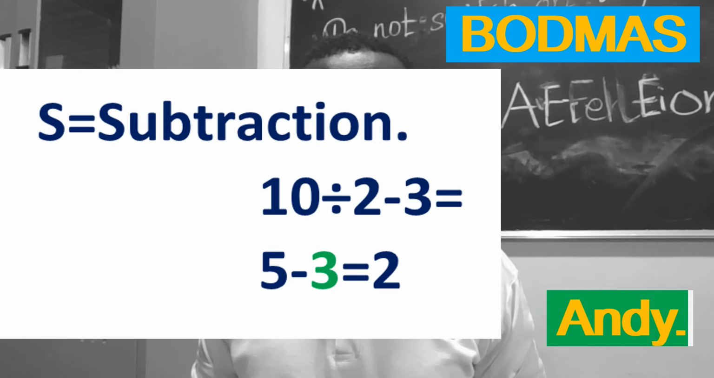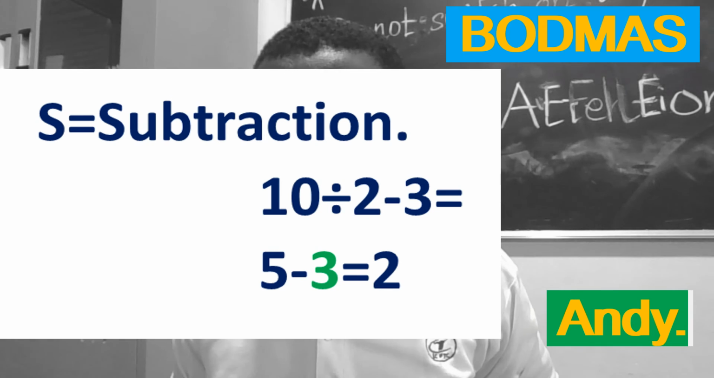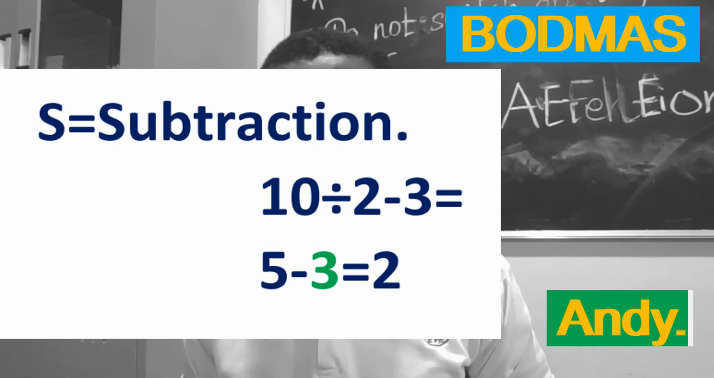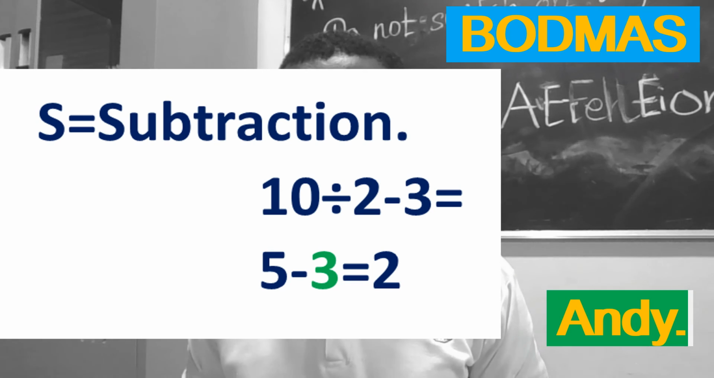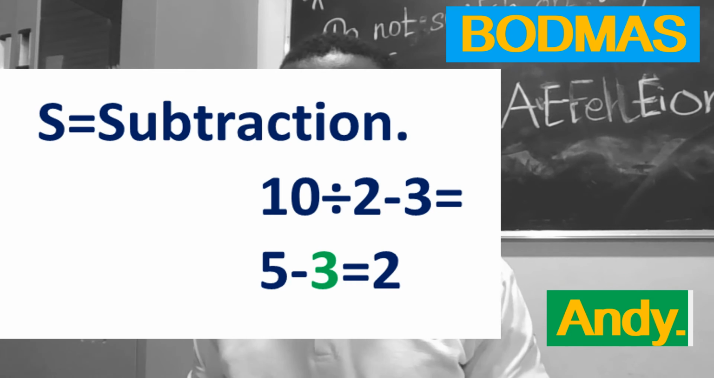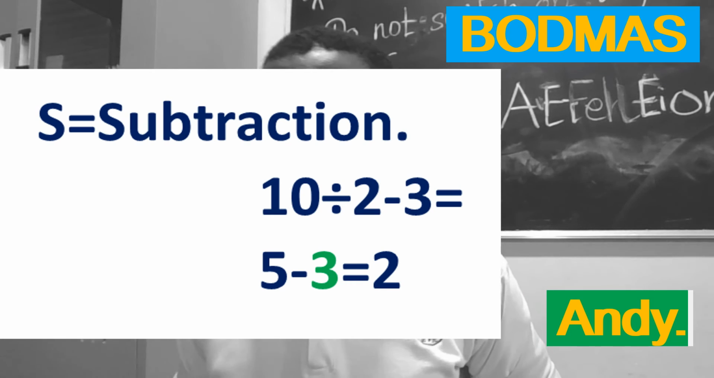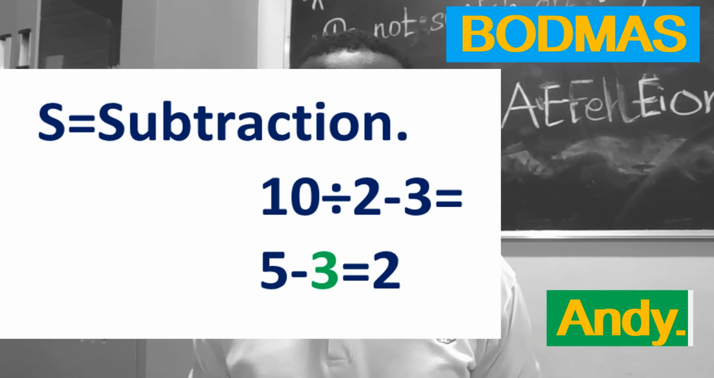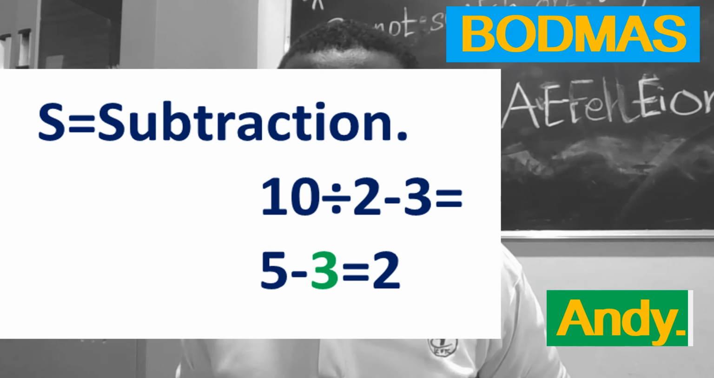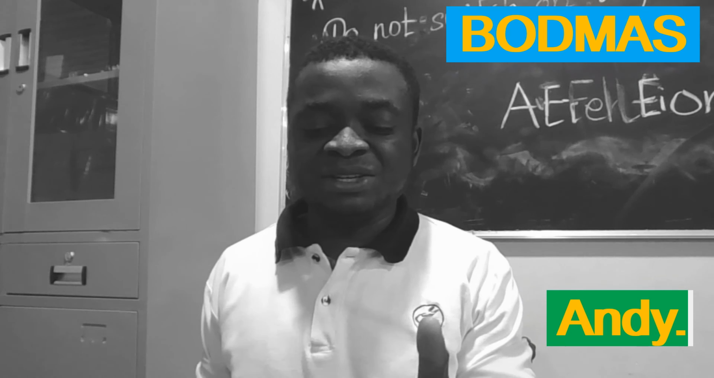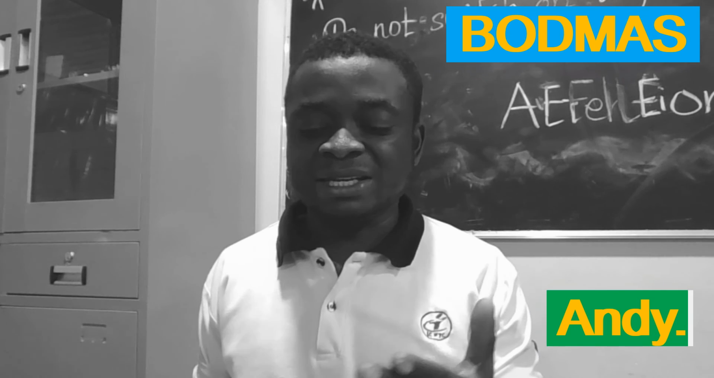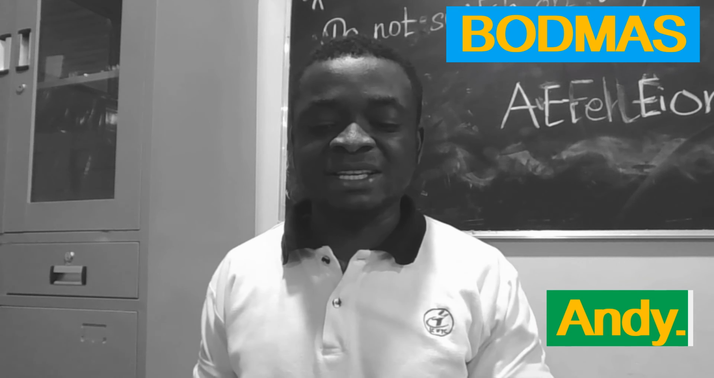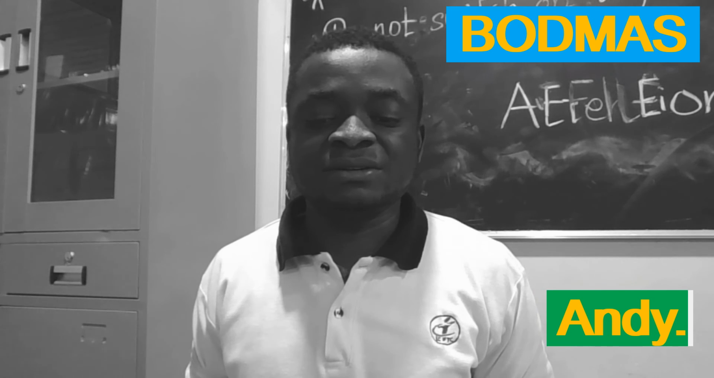So let's deal with one subtraction. Probably we have 10 divided by 2 minus 3. So we know 10 divided by 2 is what? 5. So we are left with our minus 3 there. So 5 minus 3, and that will give us 2. So that is all for the subtraction. So this is BODMAS: brackets, of, division, multiplication, addition, and then subtraction. That is an order of operation.